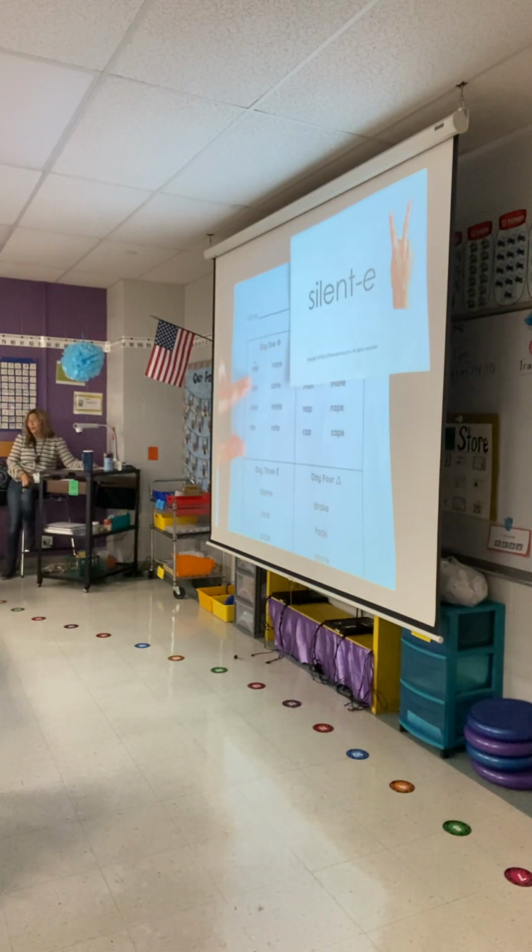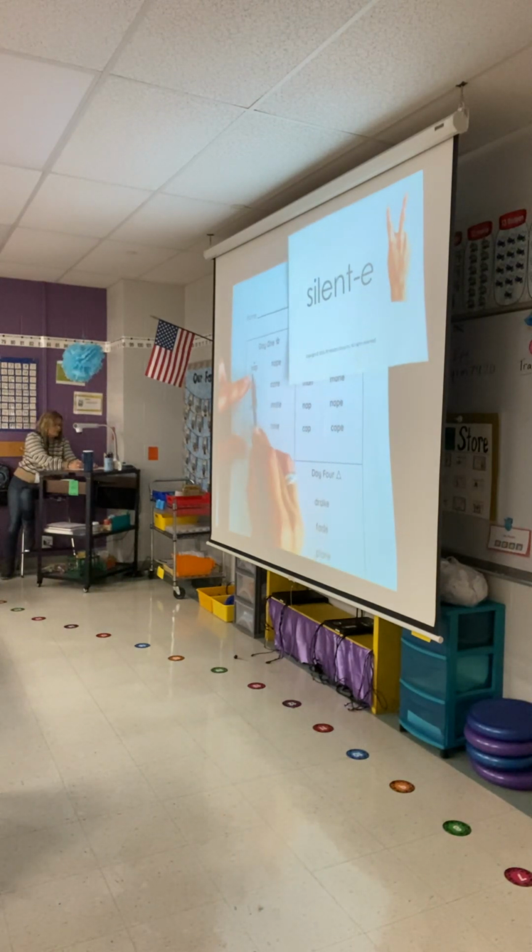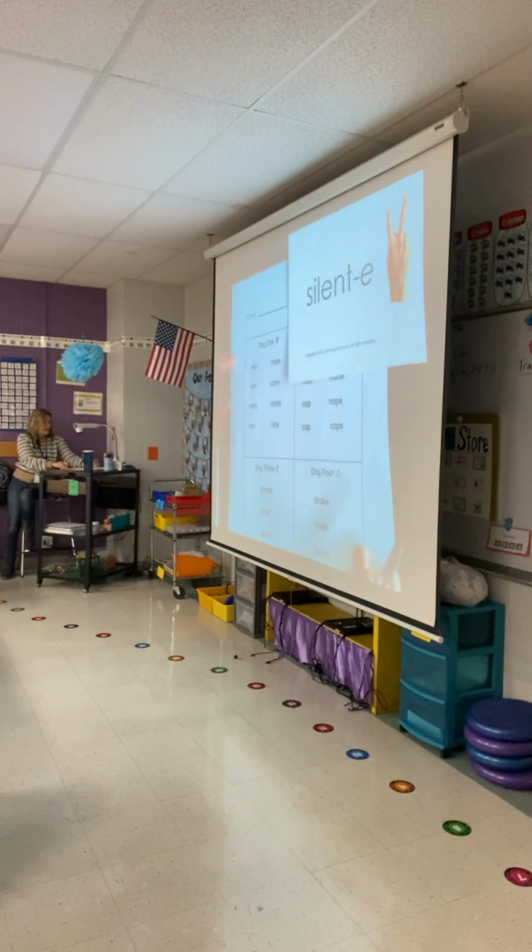Now this is a pretty simple CVC, consonant, vowel, consonant pattern word. So I want you to ready read it in your brain, decode it, and we're going to ready read it together. Remember the short A because it's closed syllable. Ready, read.